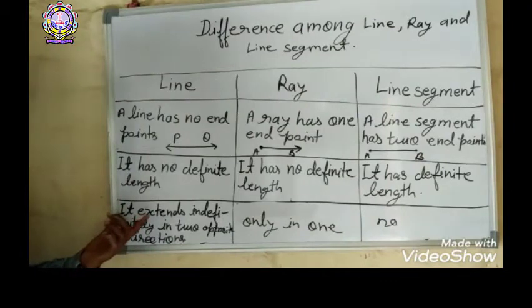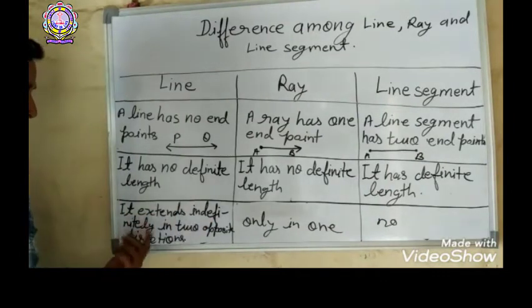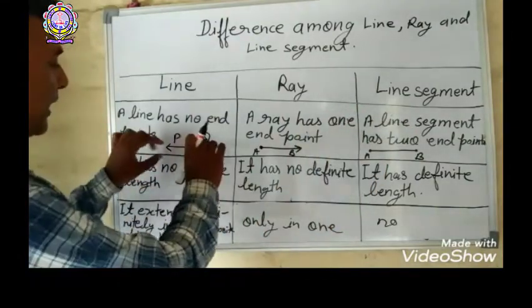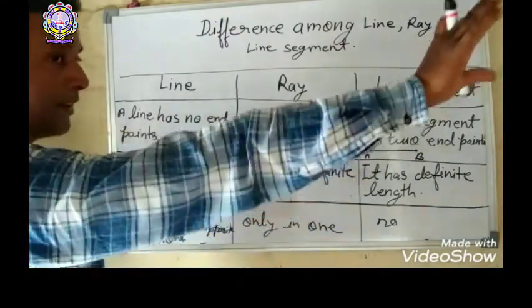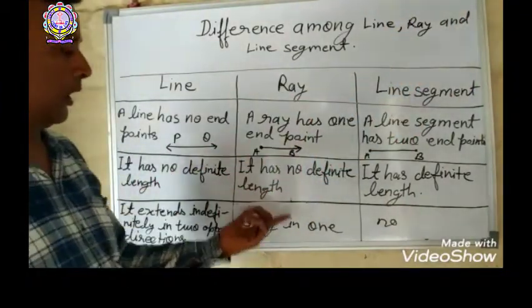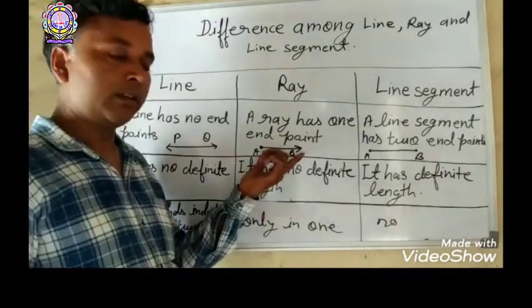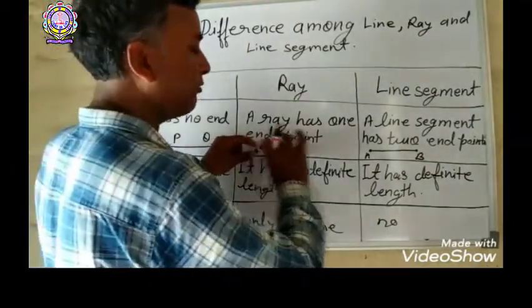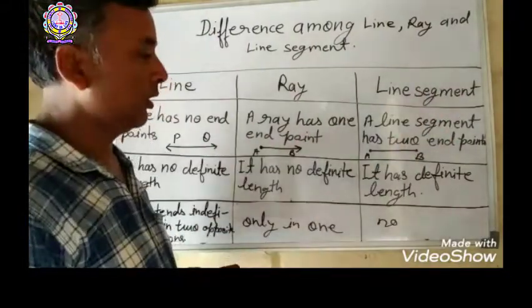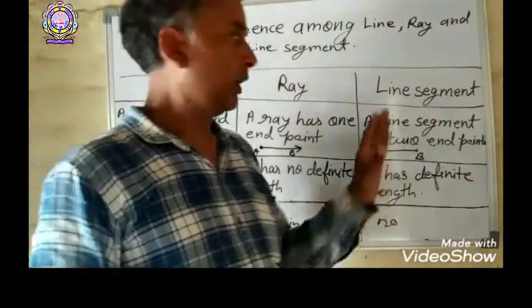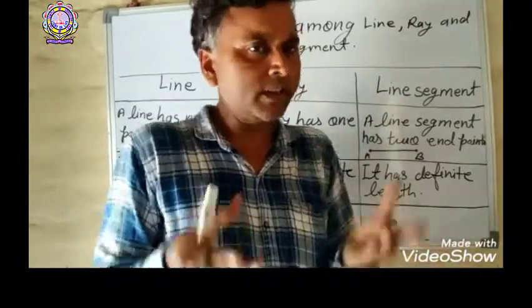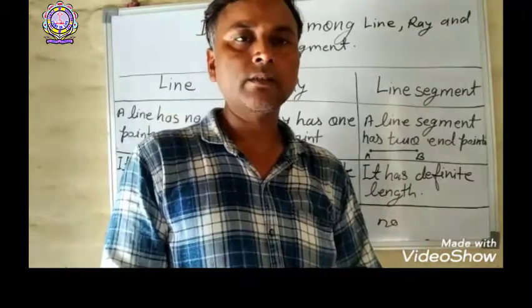A line extends indefinitely in opposite directions. Opposite direction में इसको infinite distance तक बढ़ाया जा सकता है, okay. And a ray extends only in one direction, any one direction, where the arrow shows. But a line segment cannot extend in both directions because it has a definite length.